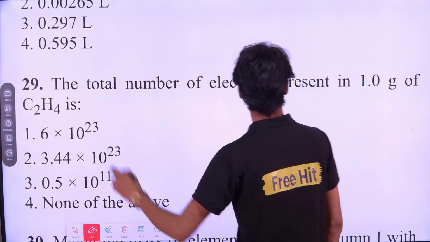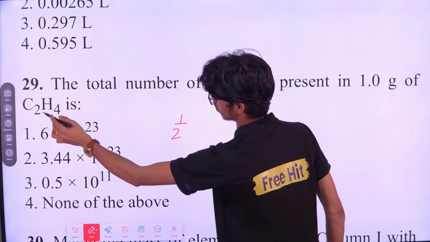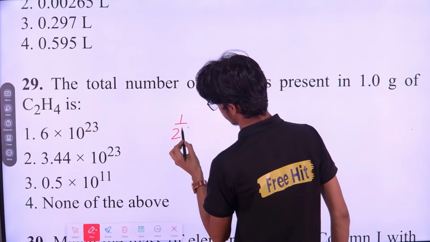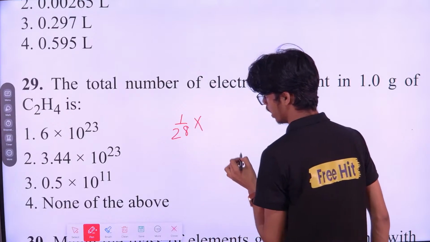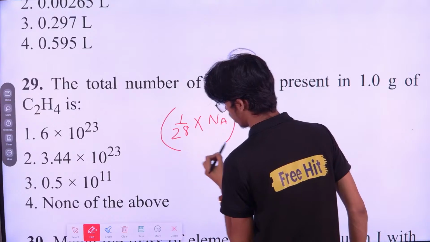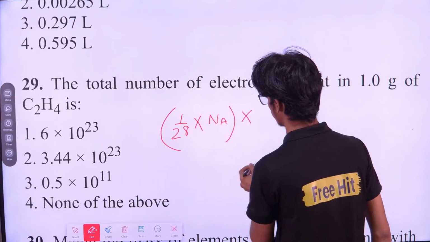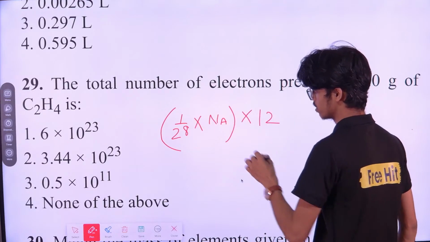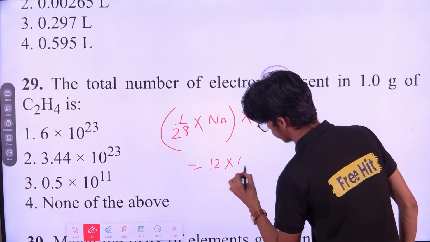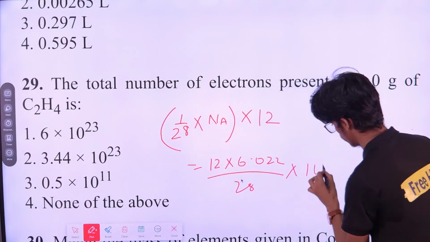Okay. First of all, what is the number of moles? 1 by 28. So am I right? 28. 12, 24, 25, 26, 27, 28. Okay. Number of moles times the number of particles of this particular C2H4, and in each particle, how many electrons are present? 12. Okay. So then this is the right answer. So we have to do 12 into 6.022 divided by 28 into 10 to the power 24.